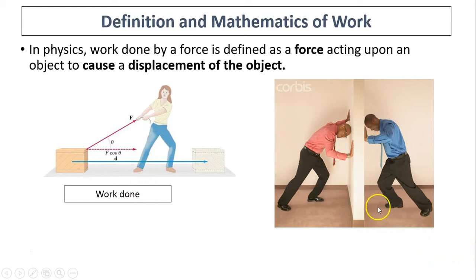Here, two men are pushing the wall. The wall has no displacement, so work is not done. So for work to be done, you need a force, and not only a force, that force has to cause the displacement of the object.